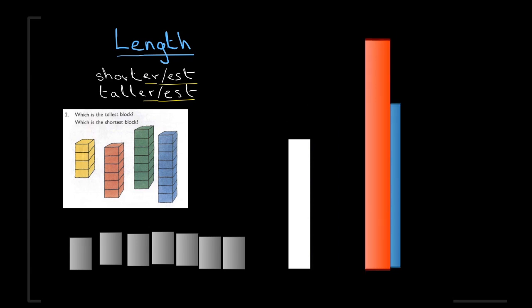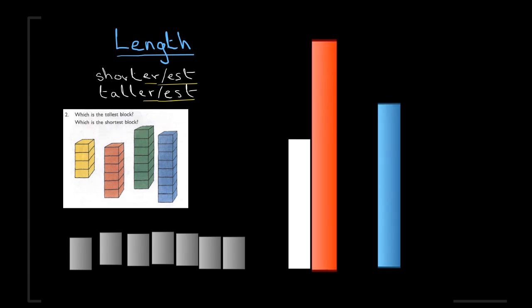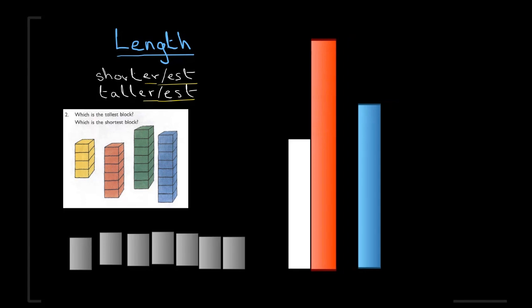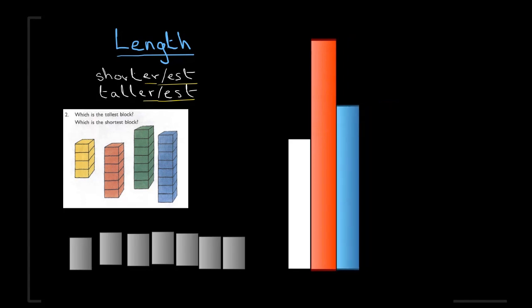And now we can also compare the three, so that would now be shortest and tallest. So again, out of the three, we can see that the red is the tallest and the white is the shortest. So that's the intuitive idea of being higher or lower being captured in these words.